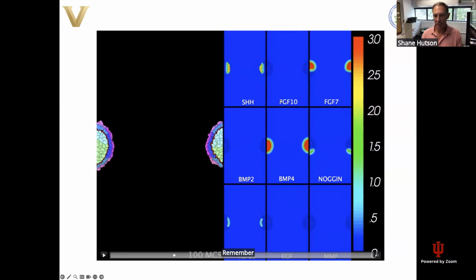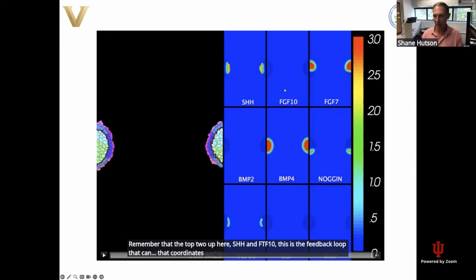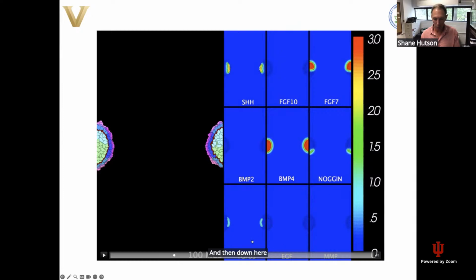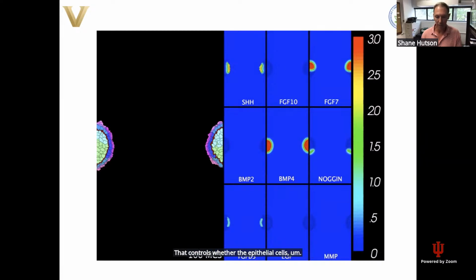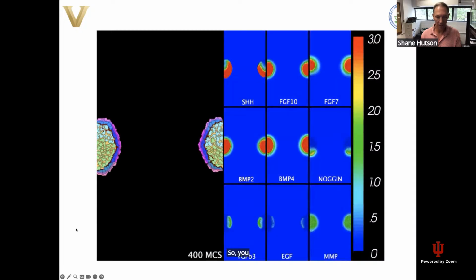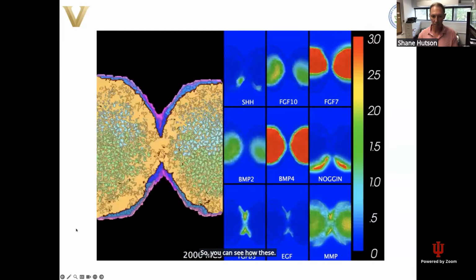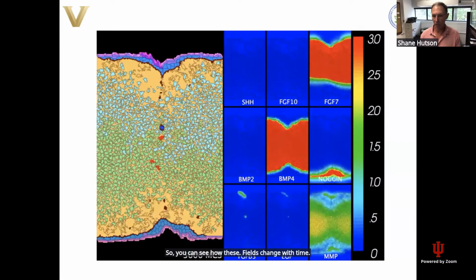Remember that the top two up here, SHH and FGF10, this is the feedback loop that coordinates growth of the mesenchyme and the epithelium. And then down here, the bottom row, TGF beta and EGF, this is the mutual inhibitory switch that controls whether the epithelial cells apoptose, migrate, get out of the way. So you can see how these fields change with time over the course of the simulation.